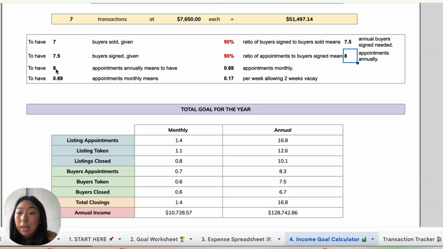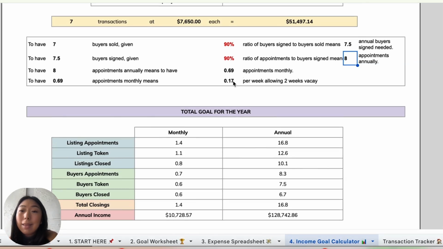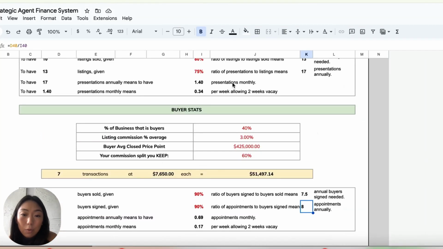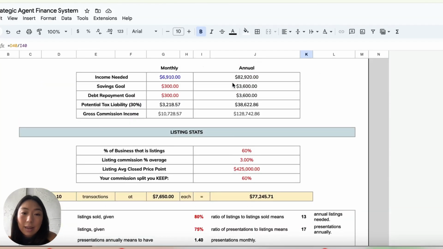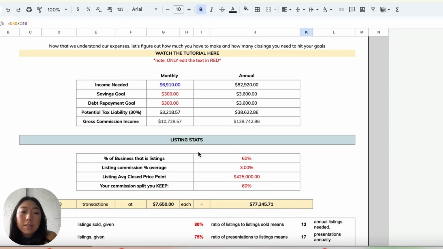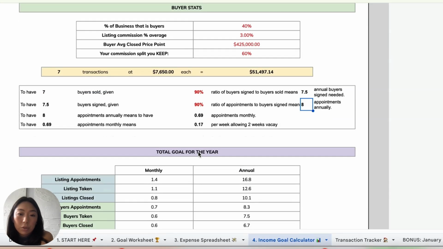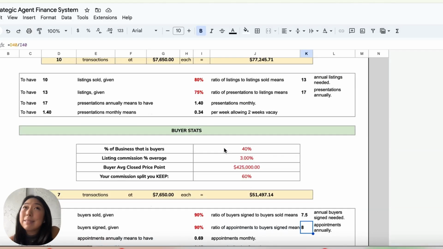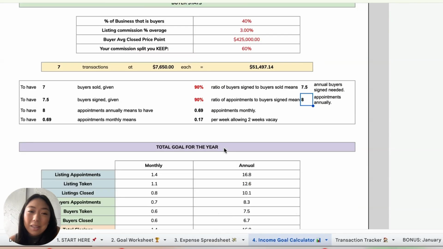And in order to have 8 appointments annually, then that means I need 0.7 appointments a month. And in order to have 0.7 appointments a month, that means I need to have 0.17 appointments every week. And so I think this exercise is really helpful because it gives us an idea of how much we need to make, as well as the action steps we need to take to accomplish these goals. And I think just looking at this number of having 0.7 buyer appointments a month, it gives me a lot of hope because we can all do that.